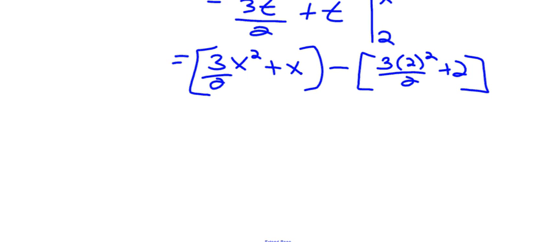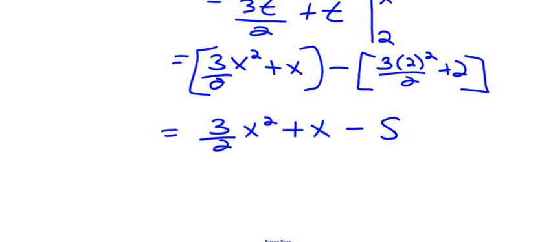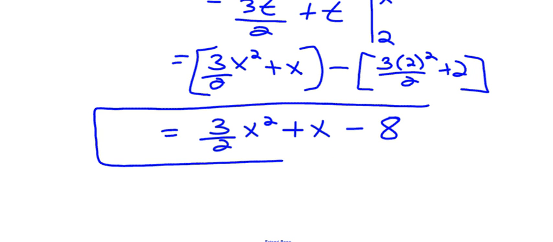So then when I evaluate this, inside the second bracket should be 8, so I'm going to be minusing 8. And this then is my antiderivative evaluated with definite bounds of 2 to x.